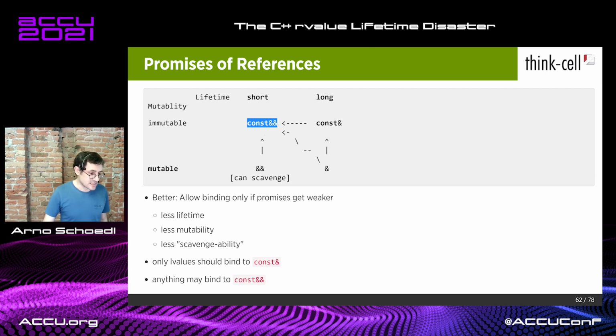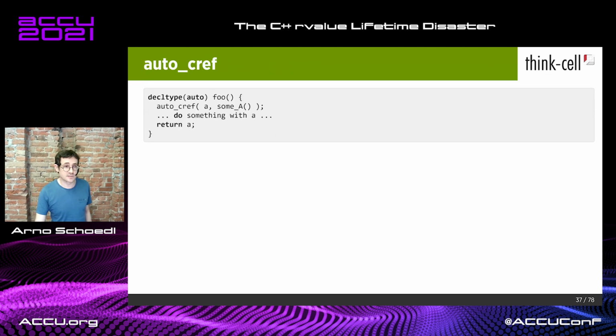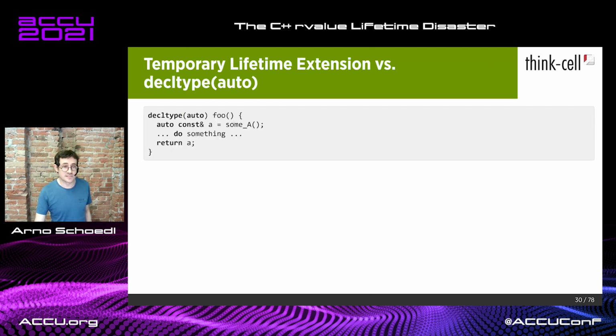Someone is asking for binding rules for auto ref equals a foo. So you have the temporary lifetime extension for auto ref. I had this temporary lifetime extension on the other slide, so let me go back to it. Here, for example, would it make any difference if we have an rvalue reference here? So auto ampersand. No, it doesn't really make any difference, because the temporary lifetime extension is still going to work the same way. If some a returns a value, then the lifetime will get extended.